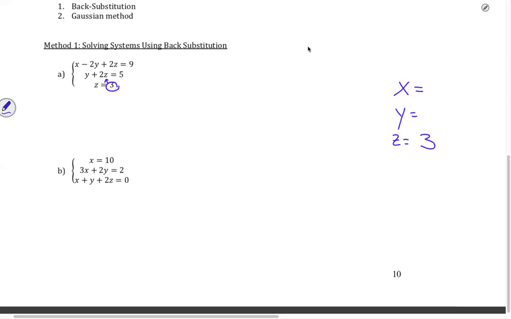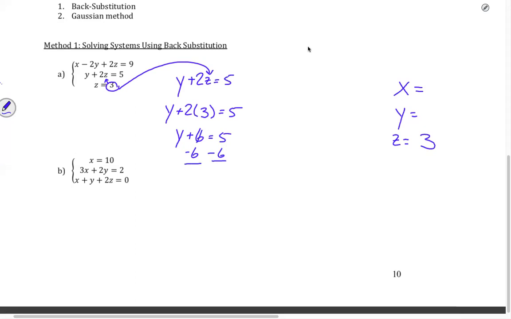So what I'm going to do is I'm going to write y plus 2z equals 5. And I'm going to take this and I'm just going to replace that z. So I have y plus 2 times 3 equals 5. Y plus 6 equals 5. Subtract 6 and you get y equals -1.